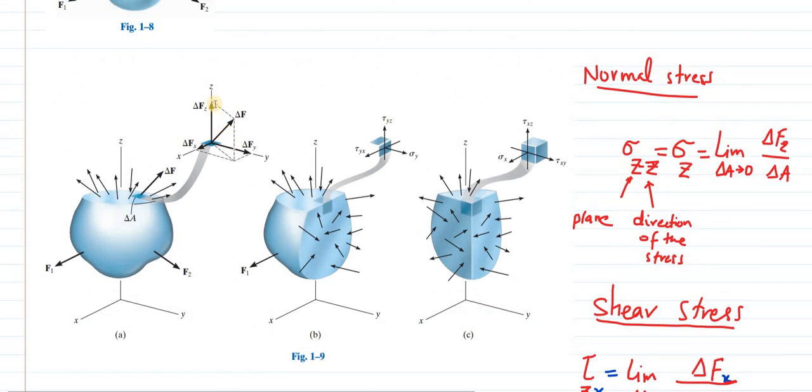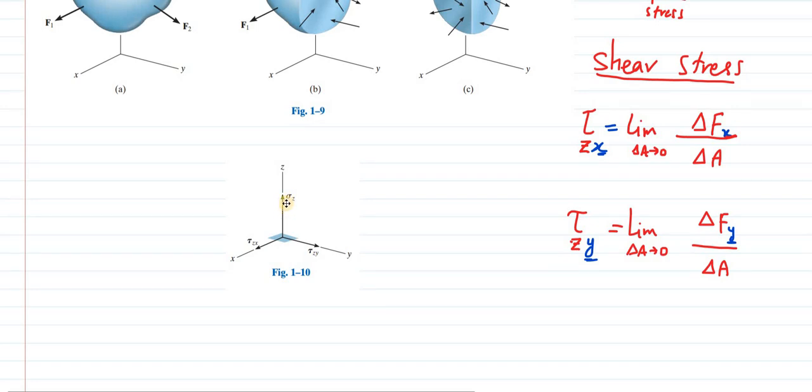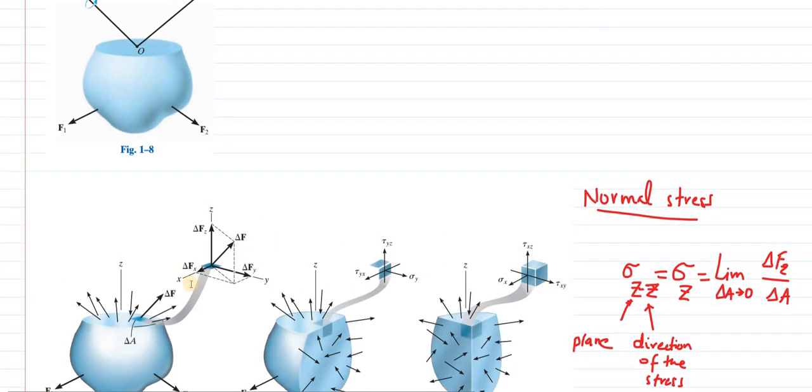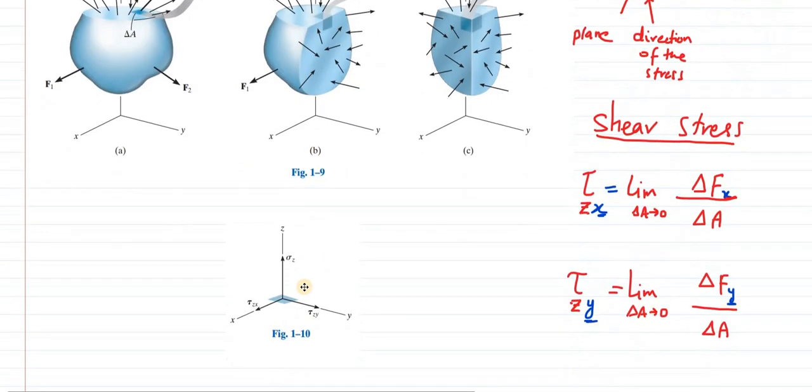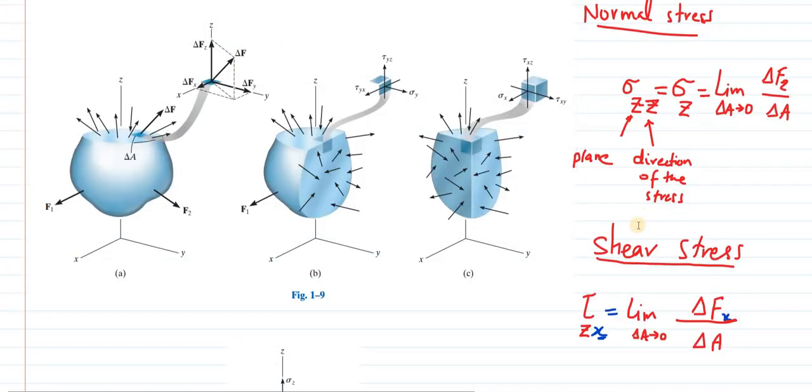So we had shown delta Fz, delta Fx, delta Fy, and here we can see the stresses sigma z, tau zx, tau zy. So these are the three components of stress, sigma z, tau zx, and tau zy, acting on the z plane, on this part of the cross section delta A. So now we have discussed these stresses acting on this plane.